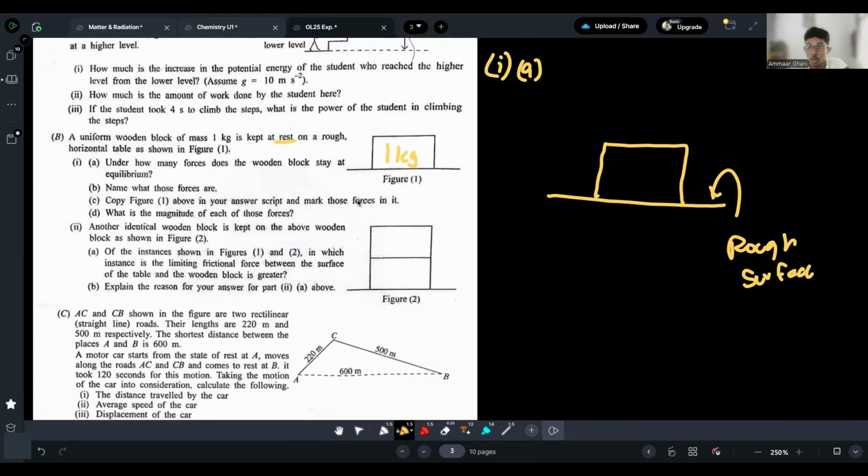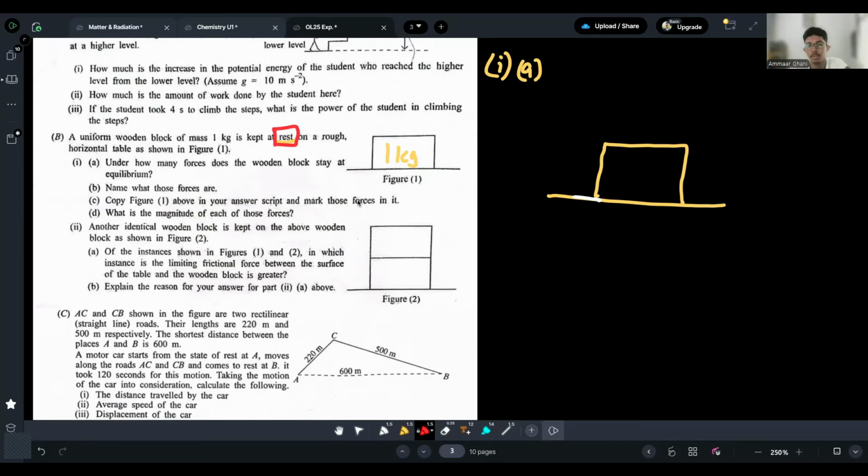We know that when the object is on a rough surface and the object moves, let's say it moves to the right side, there will be a friction to the left side. Let me mark it clearly. When the object moves to the right side, there will be a friction to the left side. But in this question, are they telling that the object is moving? No. They are telling that the object is at rest. So therefore, there is no friction in this case either.